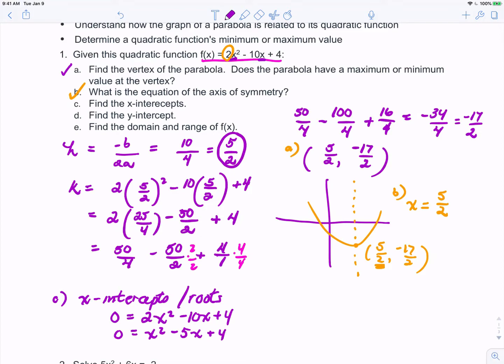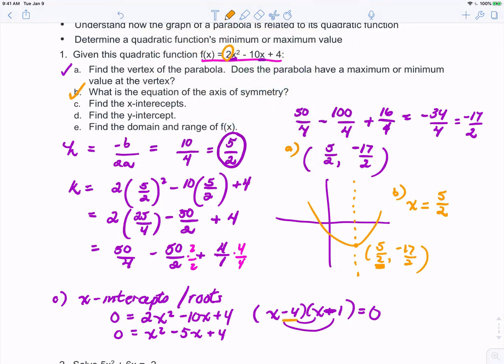The reason I chose to do that division also was now I think I can tell that I could factor this. I don't really have to use the quadratic formula, because this would factor as (x - 4)(x - 1) = 0. Let's just check that. Negative 4x minus 1x is negative 5x. So yes, that's how it factors.